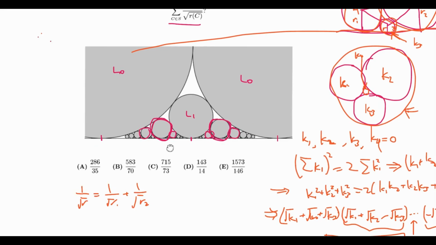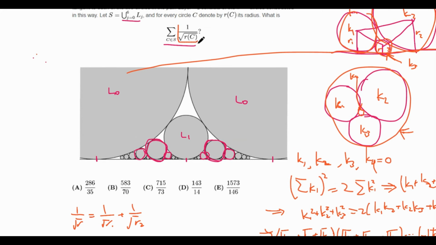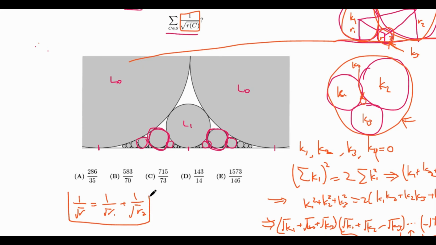And this formula is actually very nice because look at what we're trying to sum in the first place. We're trying to sum the reciprocal of the square root of the radii of the circles. And this relation gives us a way to find the 1 over the square root of the radius of one circle in terms of 1 over the square root of the radius of some previous circles in previous layers. So now we can theoretically represent all these terms in all the circles C and S in terms of 1 over the square root of r of C, where C is these two circles.